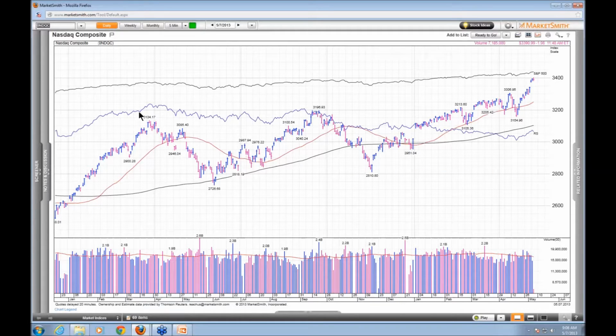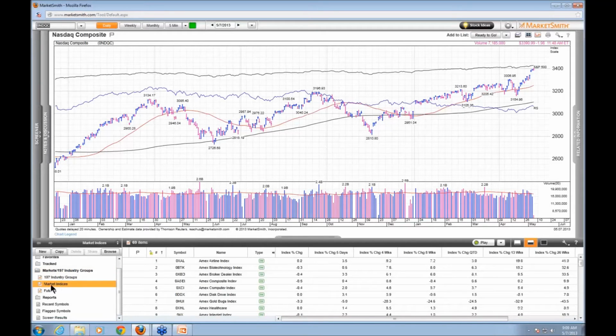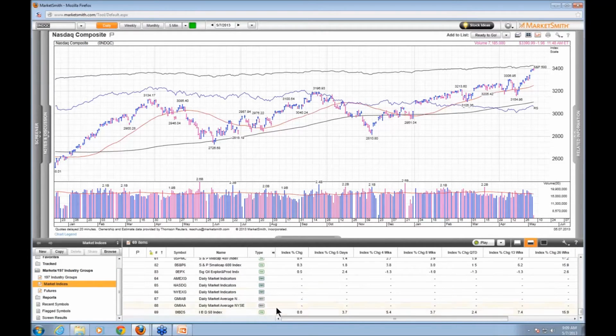Pretty good. So to take a look at what the secondary indicators have to say, we're going to pull up the list panel down here at the bottom of the tool. We're going to come into the markets and industry groups folder, and all of the market indicators that we're going to look at right now are in this market indices list. If we scroll all the way down here at the bottom, you'll see them. You've got daily market indicators as well as the daily market averages.